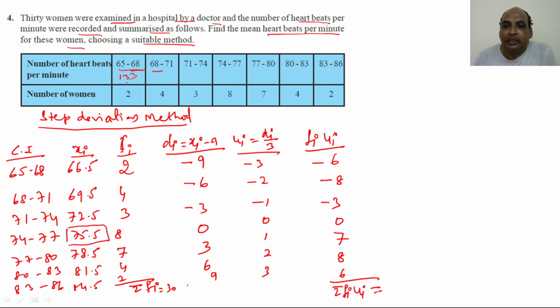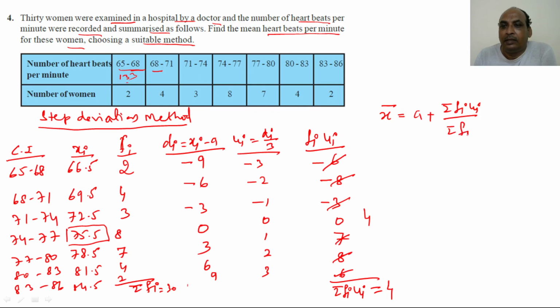So here we see that 6 and minus 6 got cancelled, plus minus 8 plus 8 got cancelled, left with 7 and minus 3. So 7 minus 3 is 4. 4 plus 0 is 4. So 4. Okay. Now as we said, the mean is equal to A plus sigma Fi ui divided by sigma Fi into h.